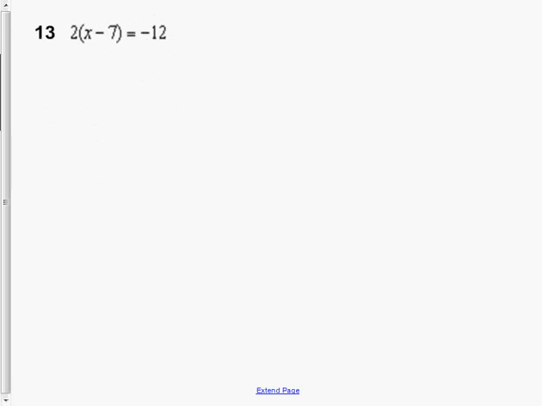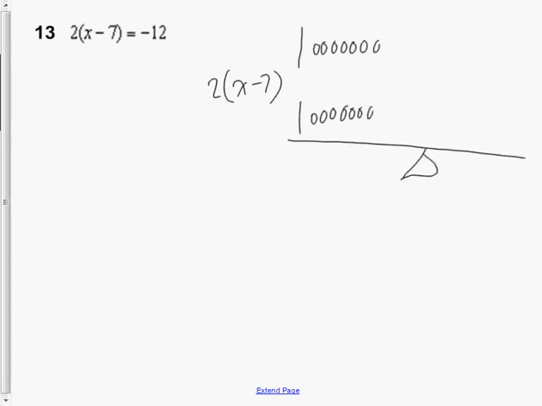Question 13 is your first distributive property of the test. There's two of them. It says two groups of x minus 7. So there is a group of x minus 7. And there is another group of x minus 7. So this is two groups of x minus 7, or 2 times x minus 7. And that is equal to negative 12.